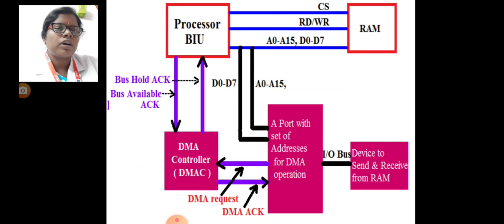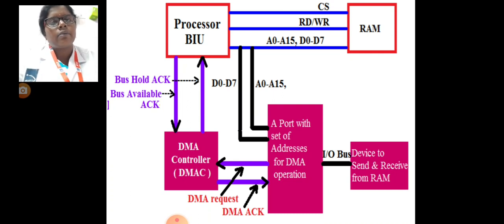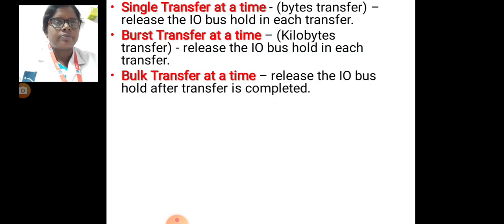And here is the total process of DMAC. First of all, the processor BIU sends the read or write request to RAM. Then it will send the bus hold and available acknowledgements to the DMAC. Then the port with a set of addresses is given to the DMA operation, and the IO bus gives the data to the device to send or receive from the RAM. In between the DMAC and DMA operation, there are acknowledgement and request processes.